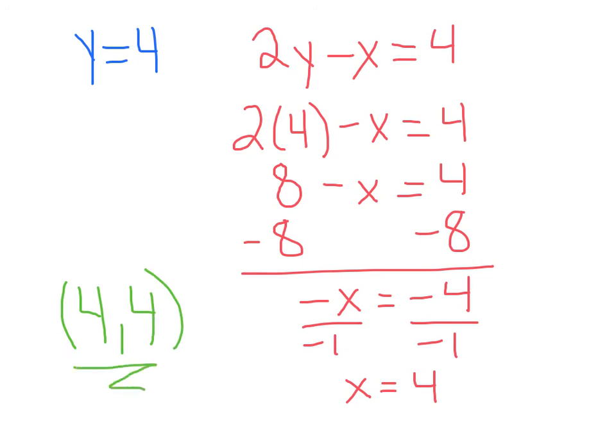So to recap, when we are doing substitution, the first thing we need to do is get one of our equations, so we have x equals or y equals. Then we take whatever x equals or y equals and replace that variable in the other equation and solve for either y or x. We then take our answer from that step and plug it into one of the original equations to find the other variable.